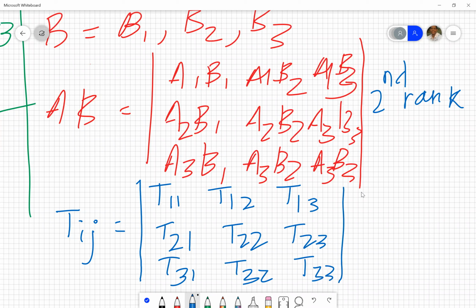Is it understandable or not? Have you got how to represent AB as Tij? Is there any difficulty? You can ask here. Is there any difficulty understanding these equations? You can ask me here. Okay.